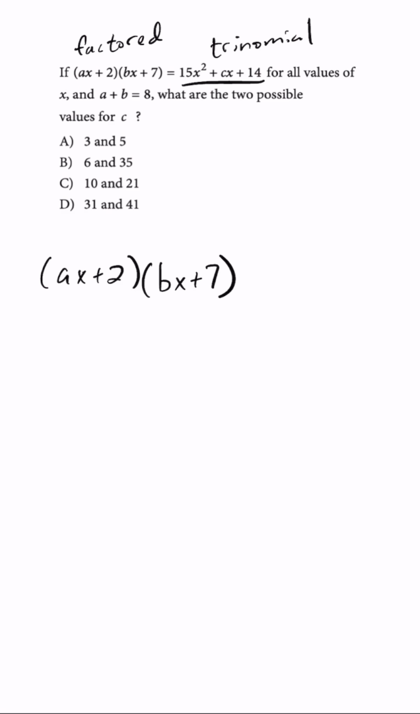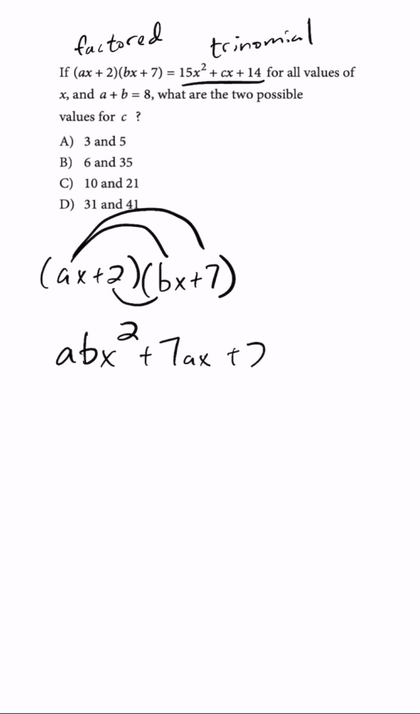And I'm going to go ahead and use the FOIL method to multiply this out. So if I do ax times bx, I'll get abx². And then ax times 7 is 7ax. Then we can do 2 times bx, which is 2bx, and then 2 times 7 is 14.